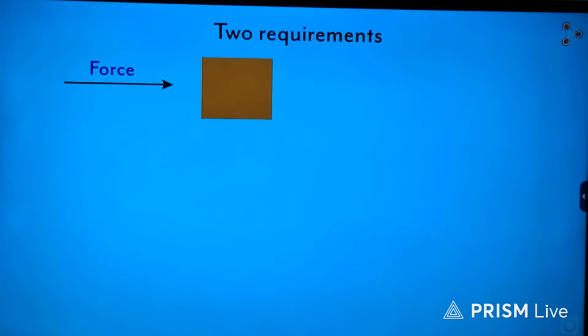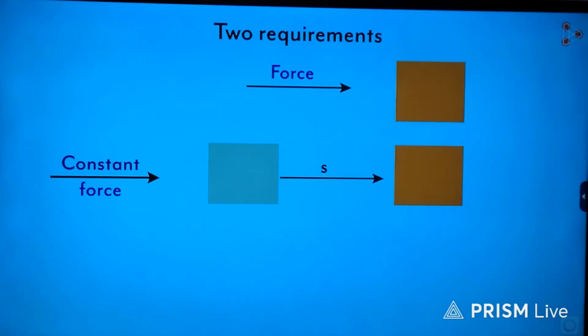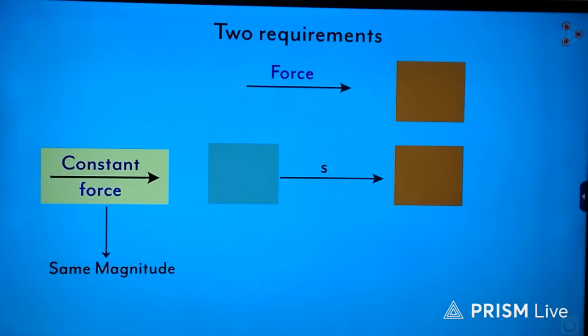There are two requirements that should be met for work to be done. One, force needs to be applied on the object. Two, the object needs to be displaced. Now let's say a constant force is applied on an object and the object is displaced through a distance s in the direction of the force. Understand what I said? The work is done on an object through a force which is constant. What does that mean? To put it in simple words, force applied doesn't change its magnitude or its direction, and the object is displaced in the direction of the force.